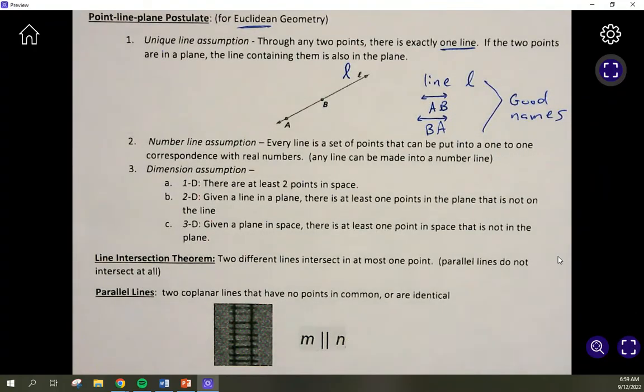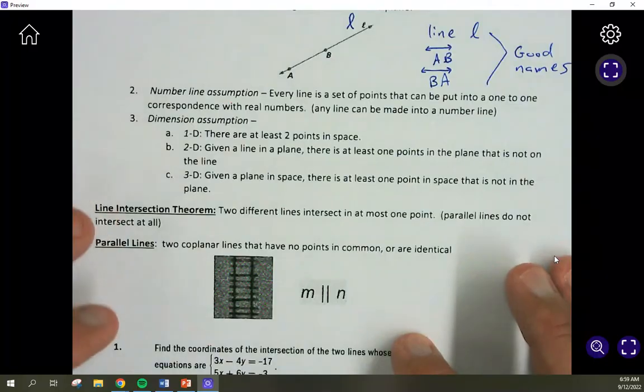Let's get some better focus there. All right, and last part of this postulate.